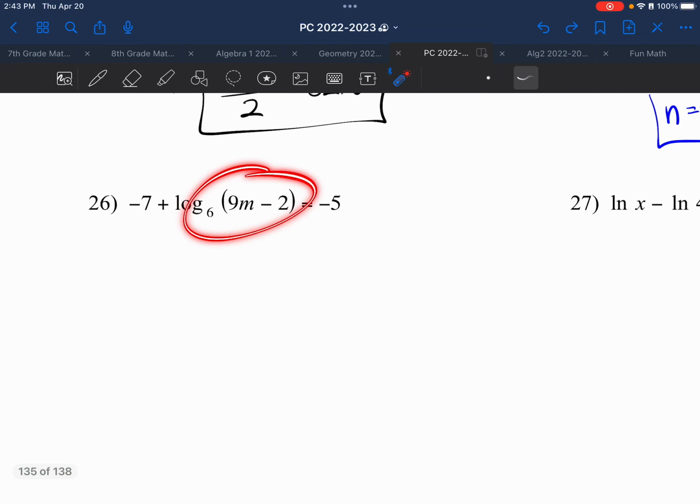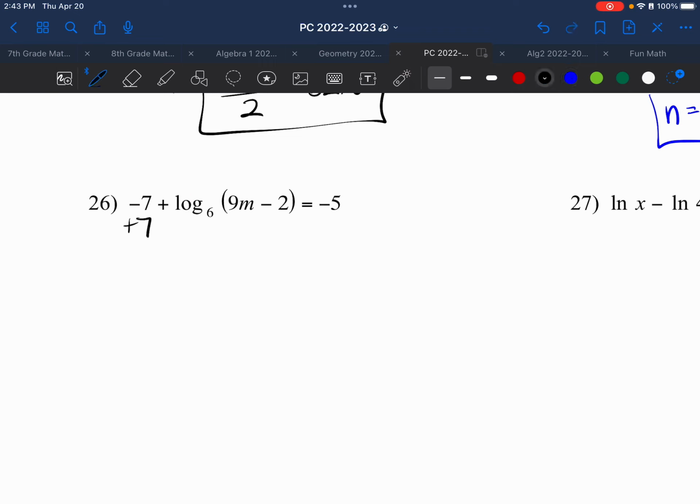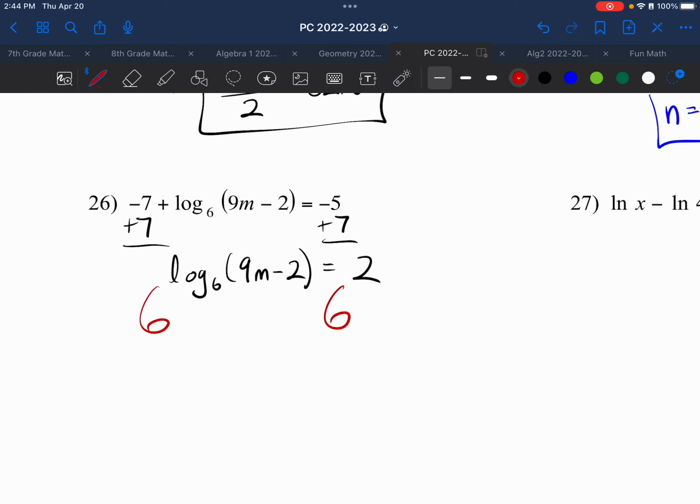Again, we need to isolate that logarithm, which means you, -7, need to move. We need to add 7 to both sides. Add 7, and I now have log base 6 of 9m minus 2 is equal to 2. And time for the exponentiation, so I'm going to do a base of 6 for exponentiation. 6, 6, and we'll move our equal sign down so it looks like a nice equation.